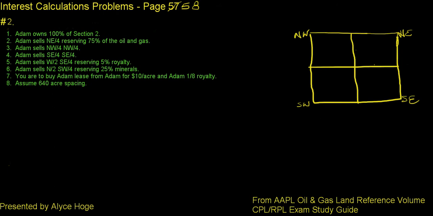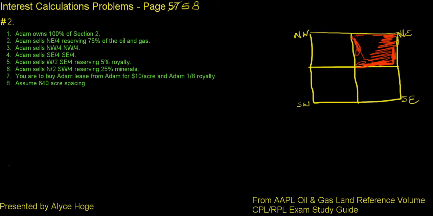And then the other thing I do is I always track which number conveyance it is. So for example, number 2, Adam sells the northeast, reserving 75% of the oil and gas. So the first thing I'm going to do is pick a color, and Adam sells the northeast. So over here, I'm going to sell the whole northeast. So by the end of the problem, we'll know what Adam owns based on what is left in black, is the way I do it.